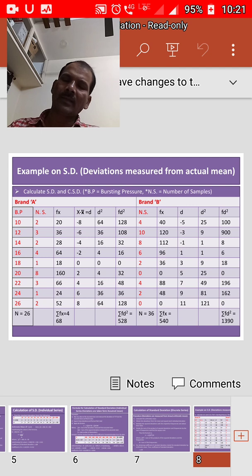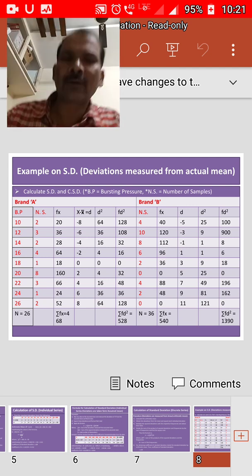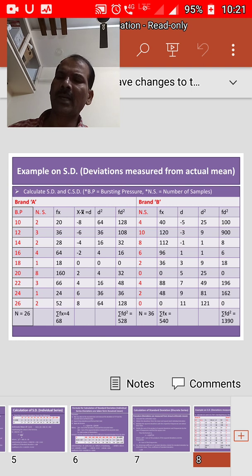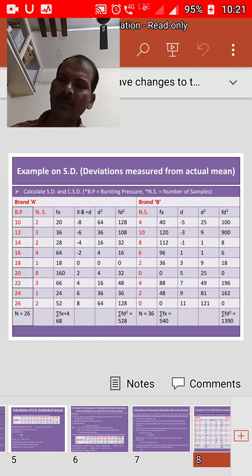which is equal to 528. In the same manner, we need to calculate fx, D and D square, fD square for brand B. Here for brand B, the number of samples or f is given, and x is the same, that is, the bursting pressure for brand A and brand B.